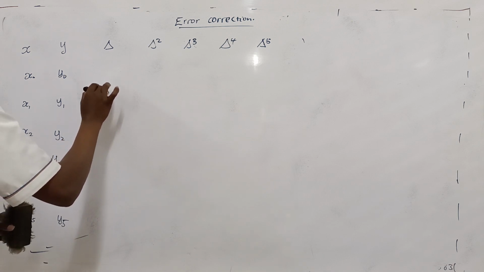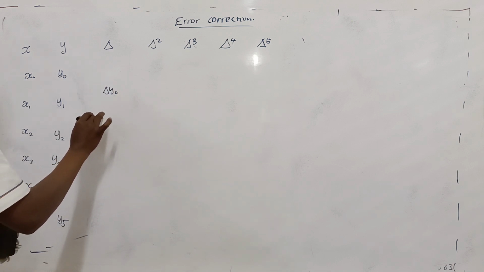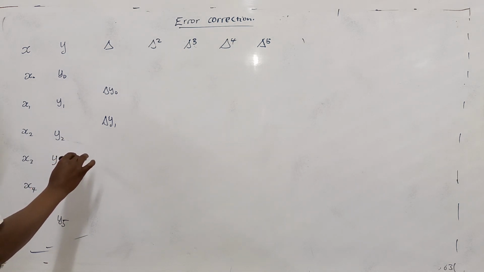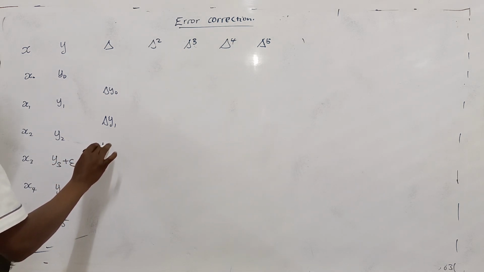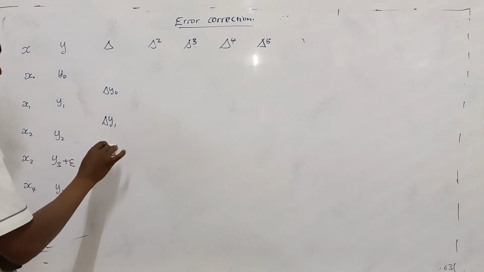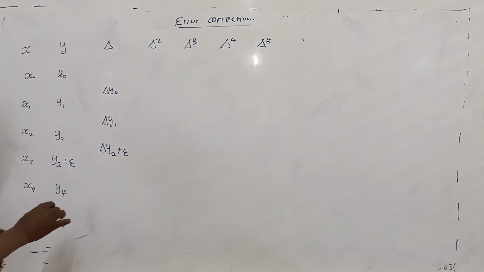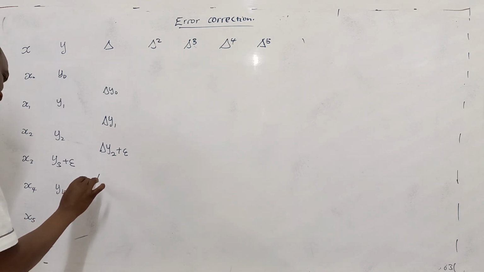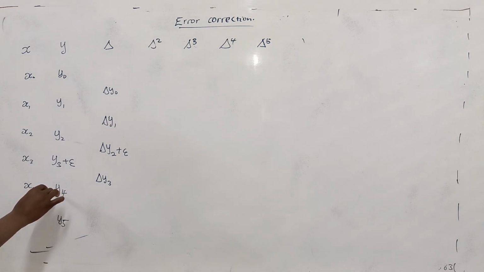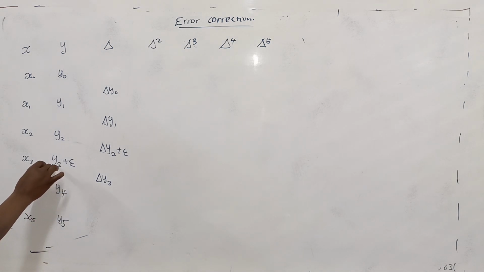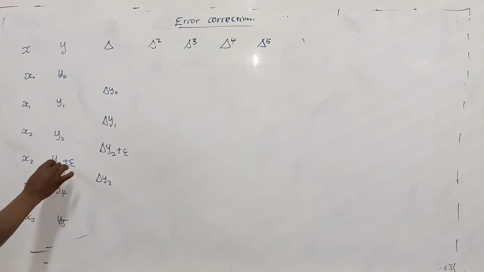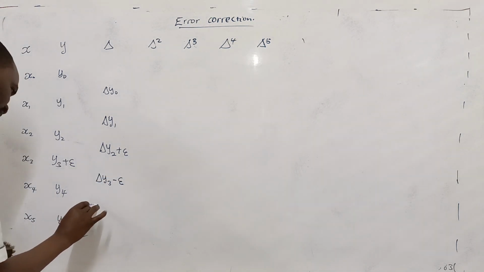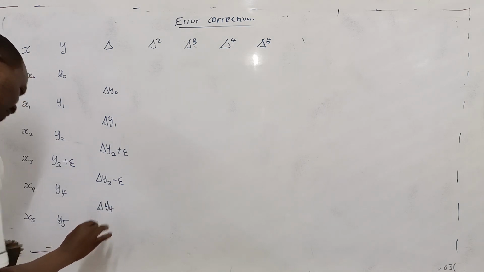This is first forward difference of y naught, first forward difference of y1. This is first forward difference of y2 plus an error. Then y4 minus y3 will be the normal value, which will be first forward difference of y3. But this one, if you subtract this value here, there will be minus an error. Then we have first forward difference of y4.